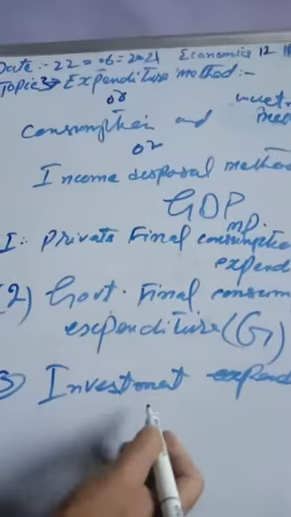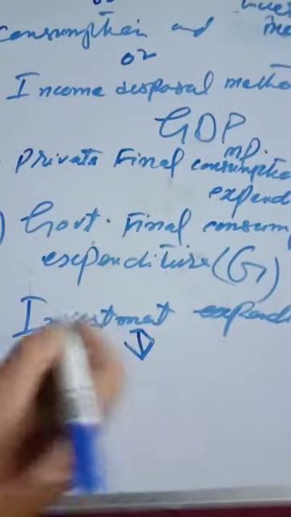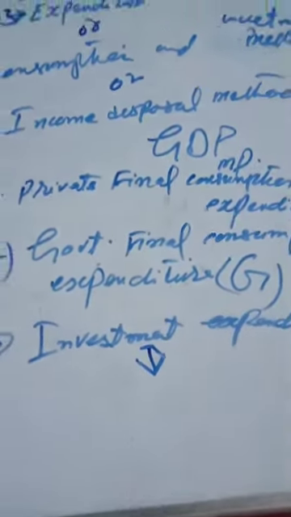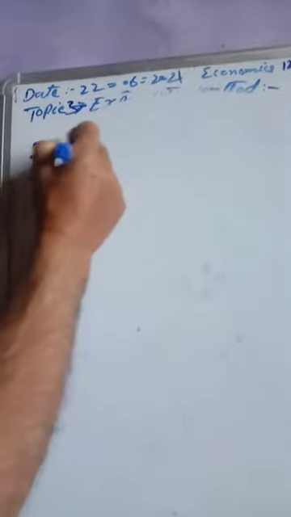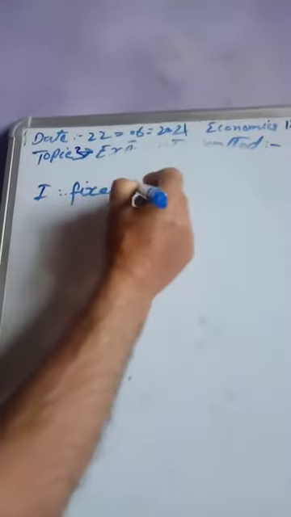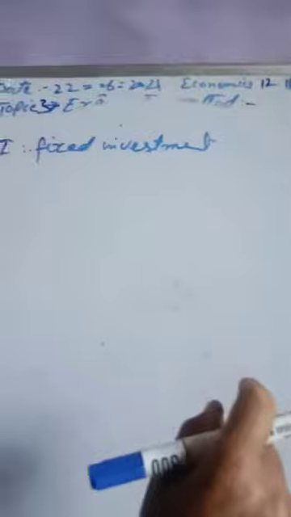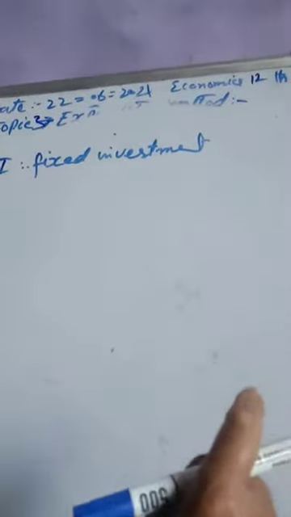Now investment expenditure is further classified as under. Number one, fixed investment. Fixed investment refers to the expenditure by the producers on the purchase of fixed assets like plant and machinery.